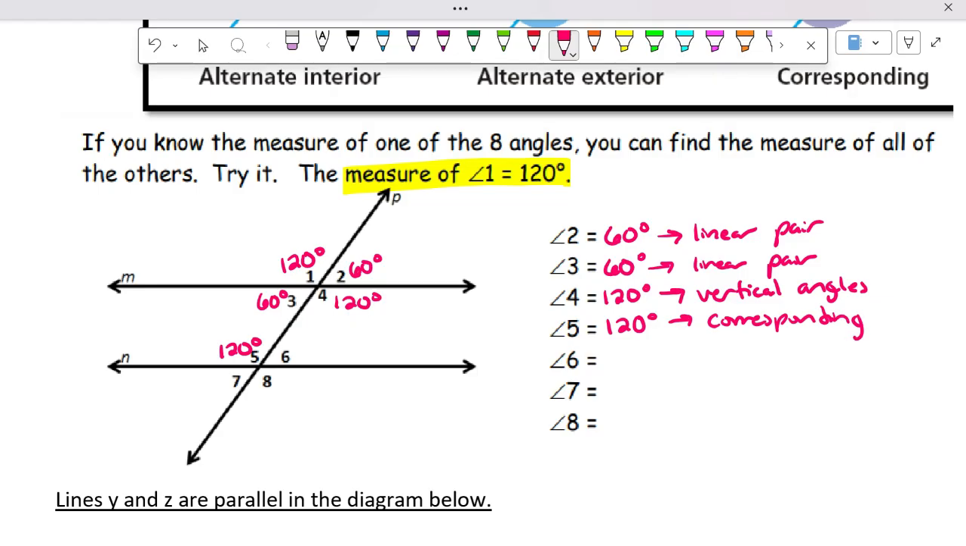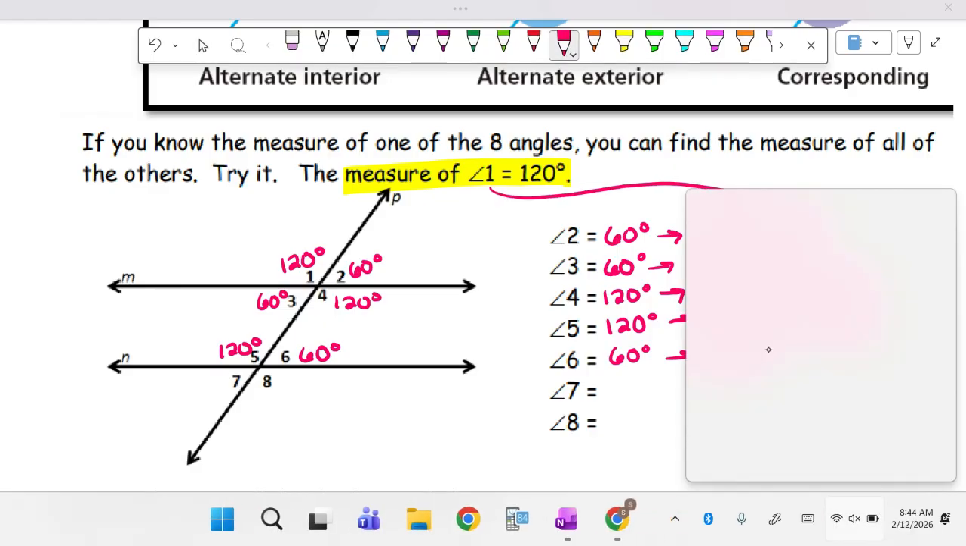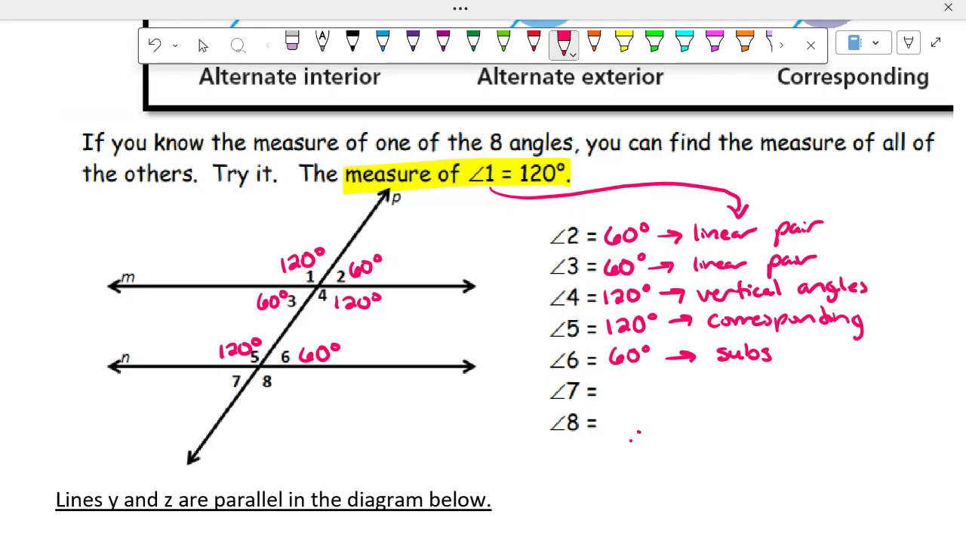What's 6? 60. Now, this one does not have a direct relationship to 1, but we know 1 and 5 are congruent. We know 5 and 6 are supplementary because it's a linear pair. So by substitution, that means 1 has to be supplementary to 6. All right, so I would say this one is in relation to angle 1. That's what all these relationships are. It's all in relationship to angle 1. You could figure that one out by substitution.